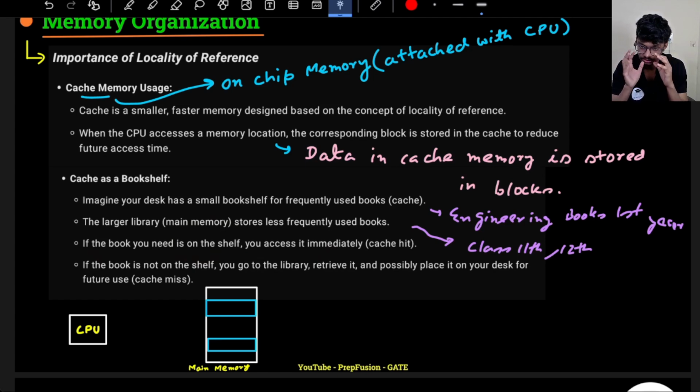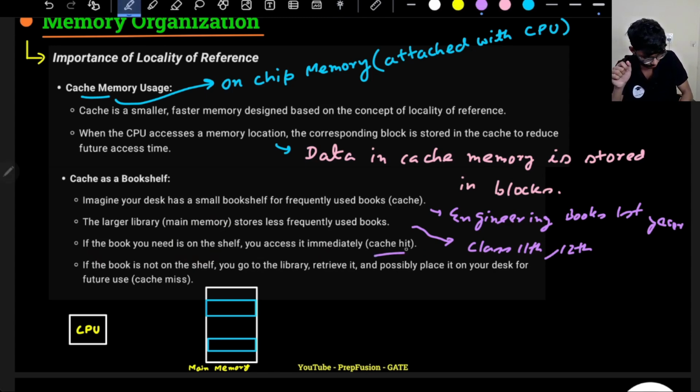There is a term known as cache hit. What is a cache hit? You need a book and you got the book from the small bookshelf, from the cache memory. That means it is a cache hit, because I needed a book, I went to the bookshelf and I got the book. Whatever I required was given to me.